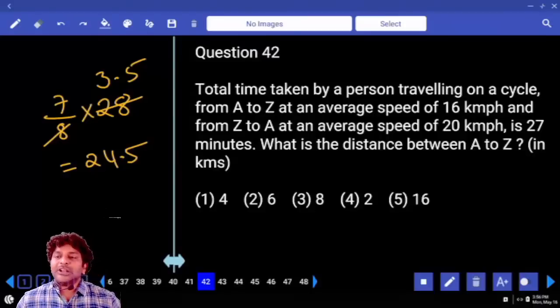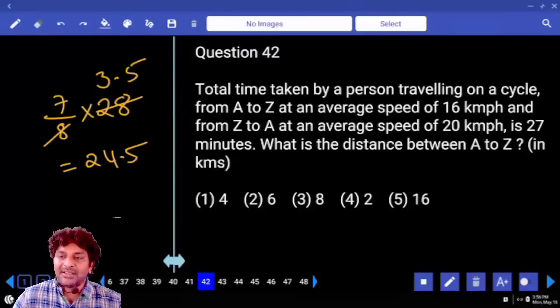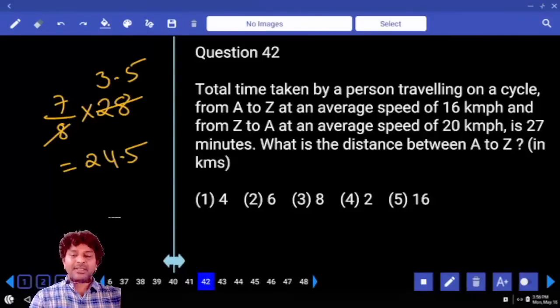Total time taken by a person traveling on a cycle from A to Z at an average speed of 16 km per hour and from Z to A at an average speed of 20 km per hour is 27 minutes. What is the distance between A and Z?